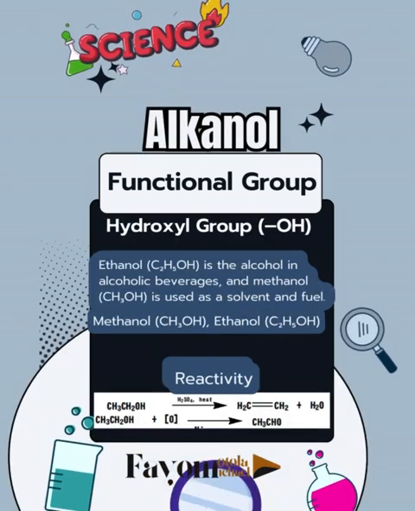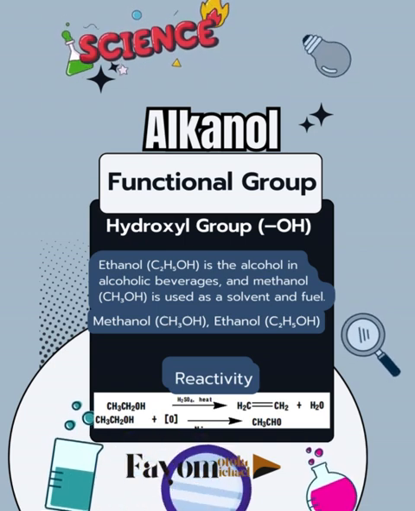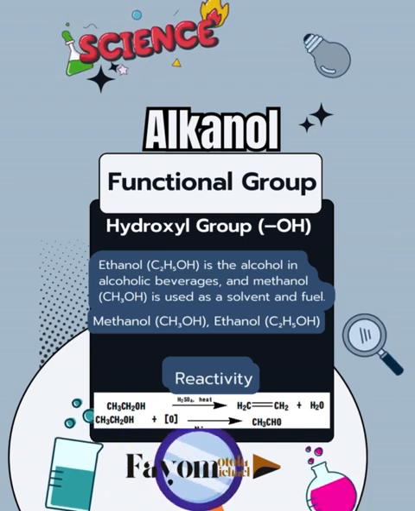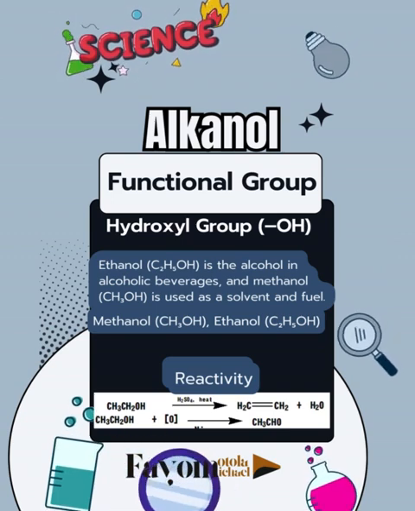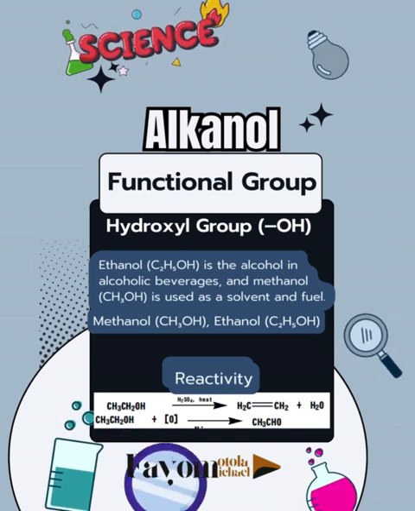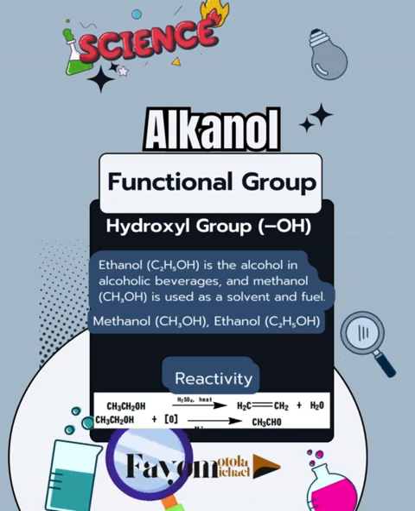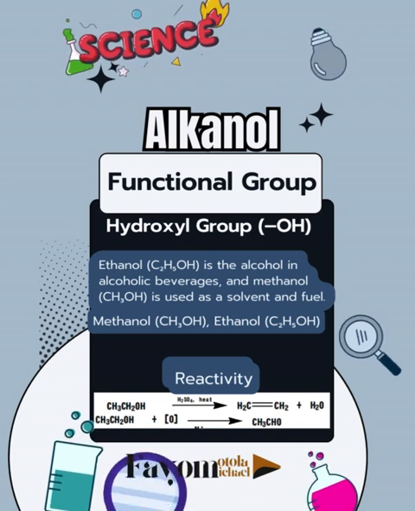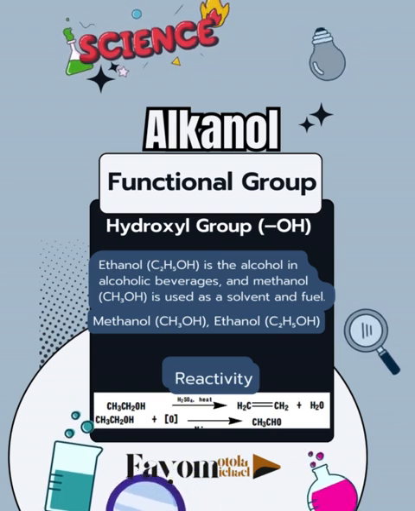Alkanols are organic compounds with the OH group, that's the hydroxyl group, as the functional group, which gives them the general formula ROH. R in this case stands for alkyl, which is CnH2n+1. The hydroxyl group in alkanol is responsible for the polar nature of alkanols, making them more soluble in water than hydrocarbons. Ethanol, for example, is the alcohol in alcoholic beverages. Methanol is used as a solvent and as fuel.